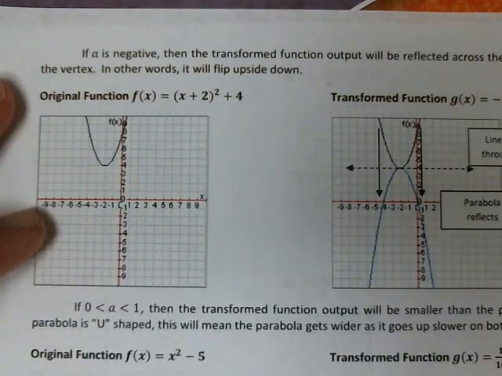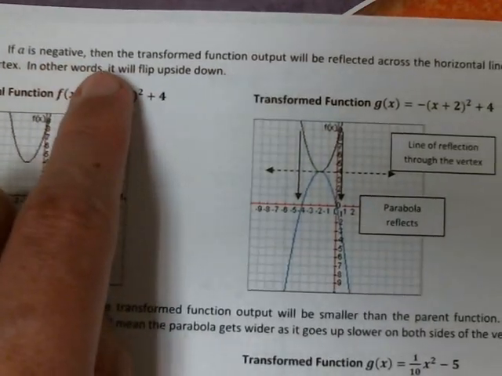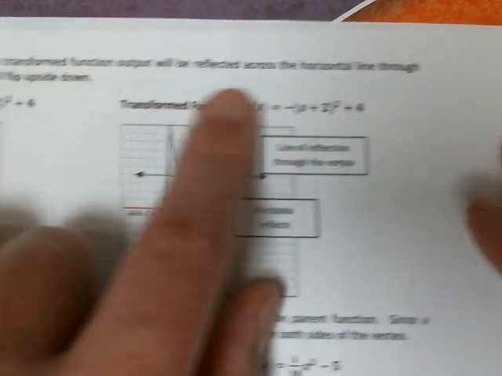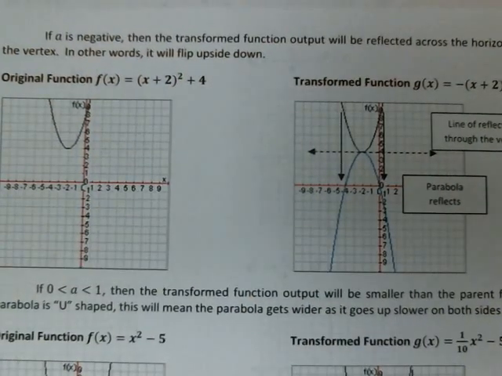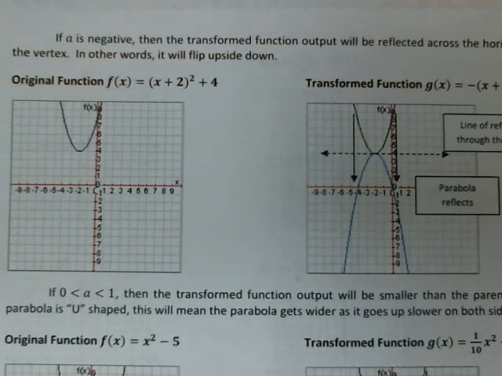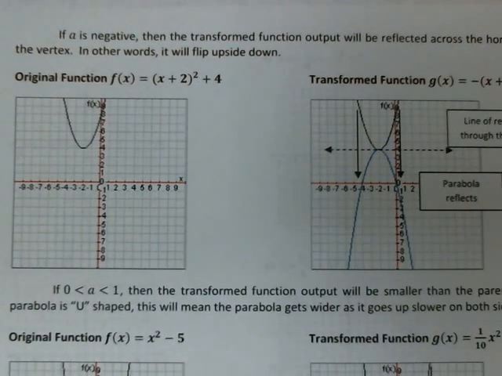Now let's go back up here and let's talk about the big mistake students make in this lesson, and that is when there is a negative in front. It says if the a is negative, then the transformed function output will be reflected across the horizontal line through the vertex. In other words, it will flip upside down. You guys have seen this before with lines. You did this in coordinate algebra. Now we're going to be doing it with quadratics. Guess what? Next year you'll be doing it with cubics and quartics. Same kind of concept.